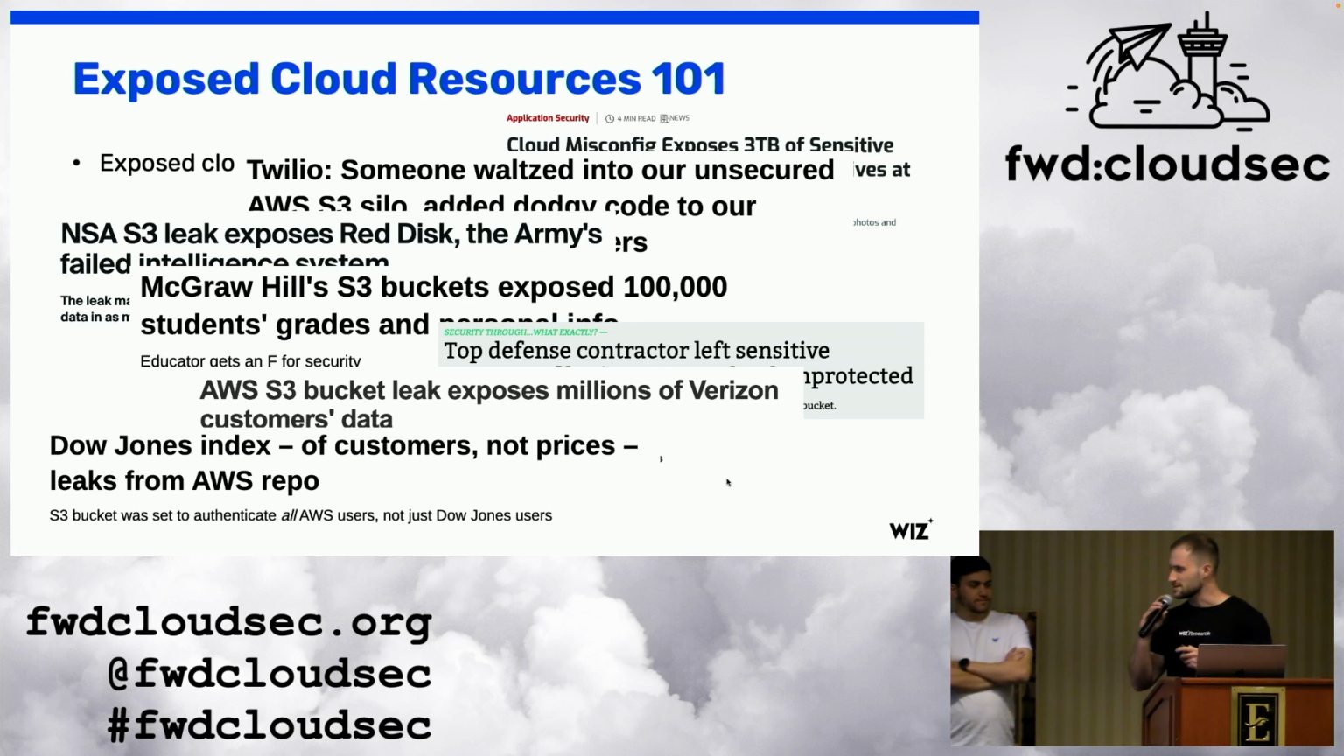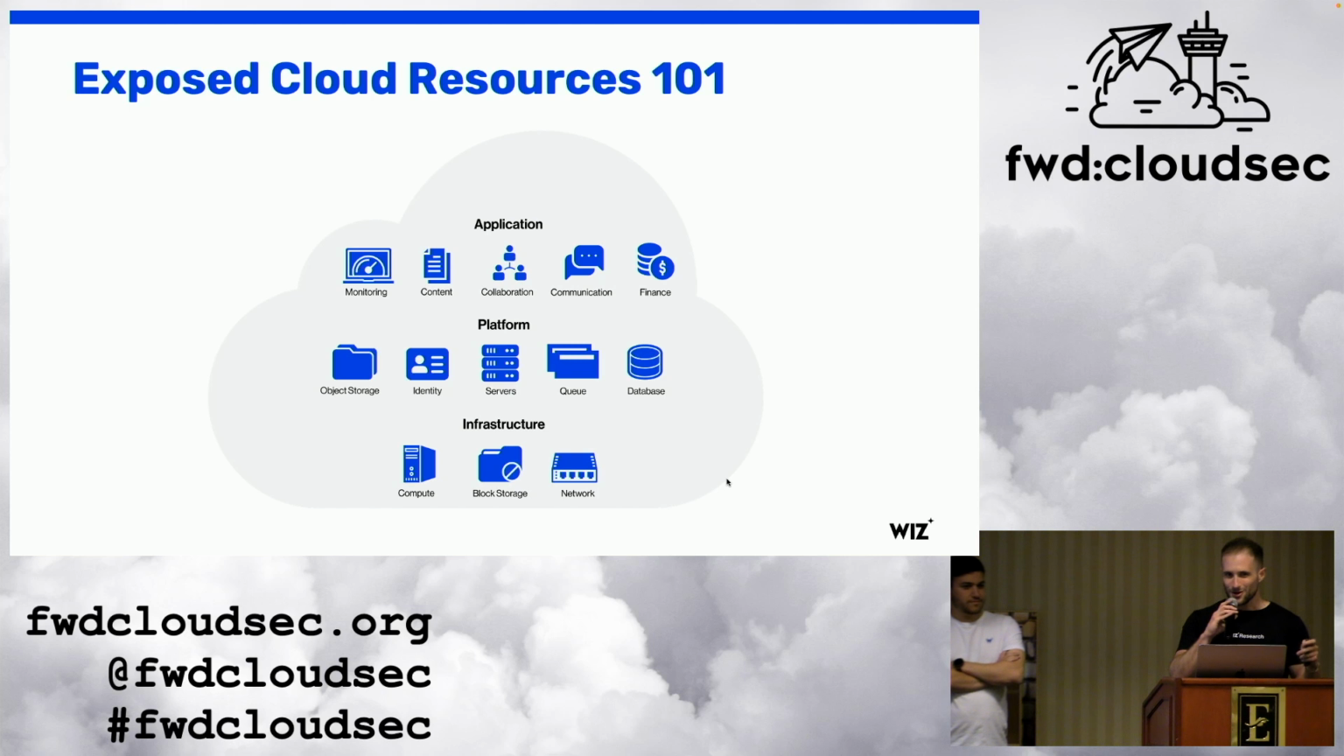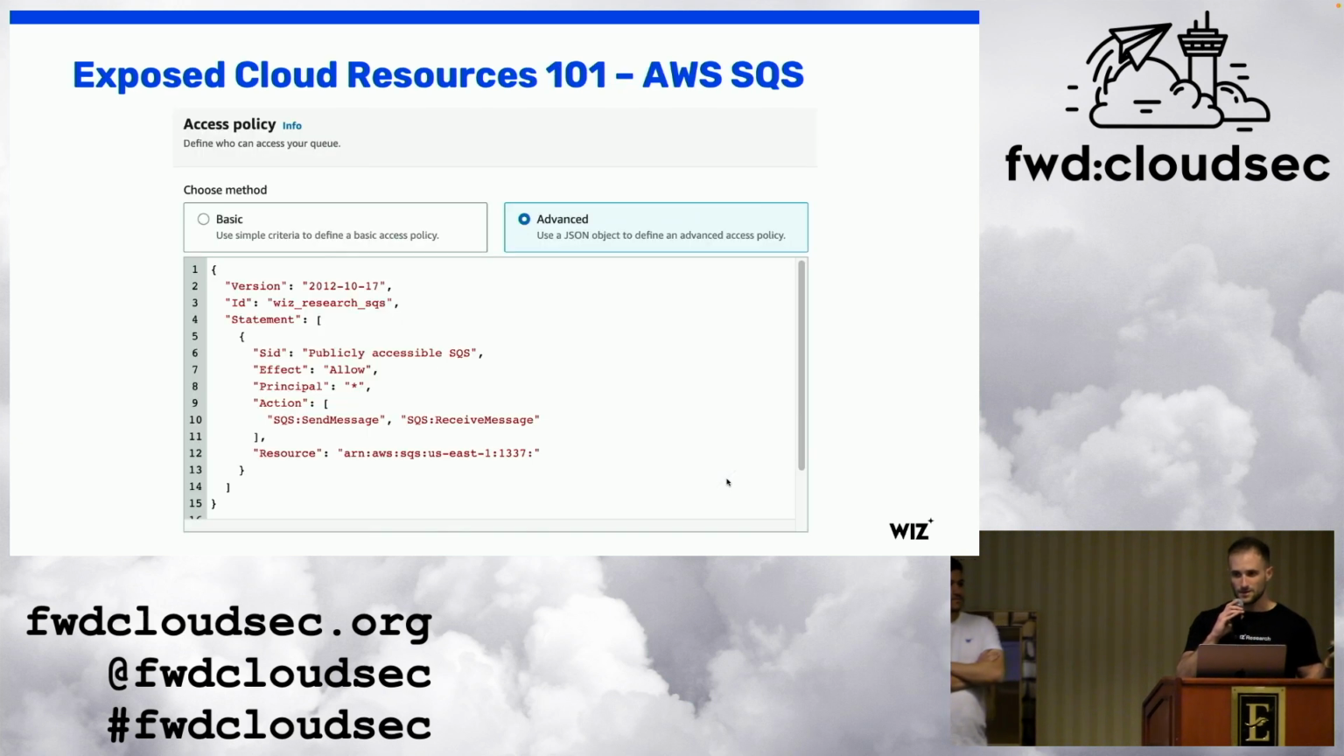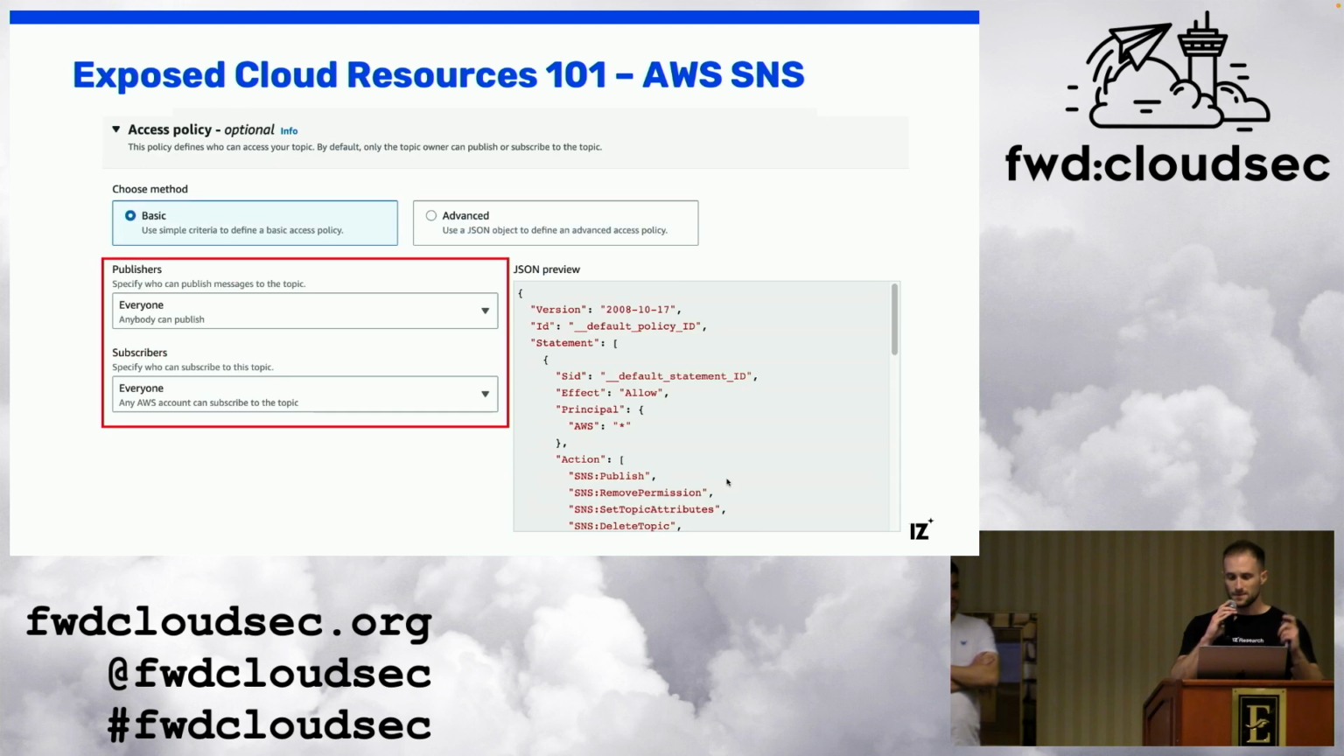But when we started this research, we thought, storage is not the only service offered by major cloud providers. And there's a ton of other services that can be misconfigured to be exposed to the internet. For example, SQS, Amazon's leading queue service, can be exposed to the internet simply by pasting the asterisk character in the principal field. Or you can expose your SNS topic simply by pressing two buttons. And the competition is no different.